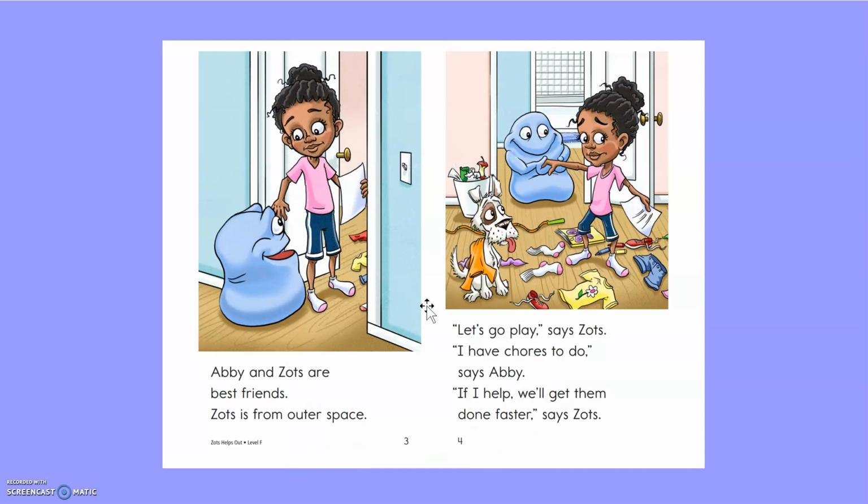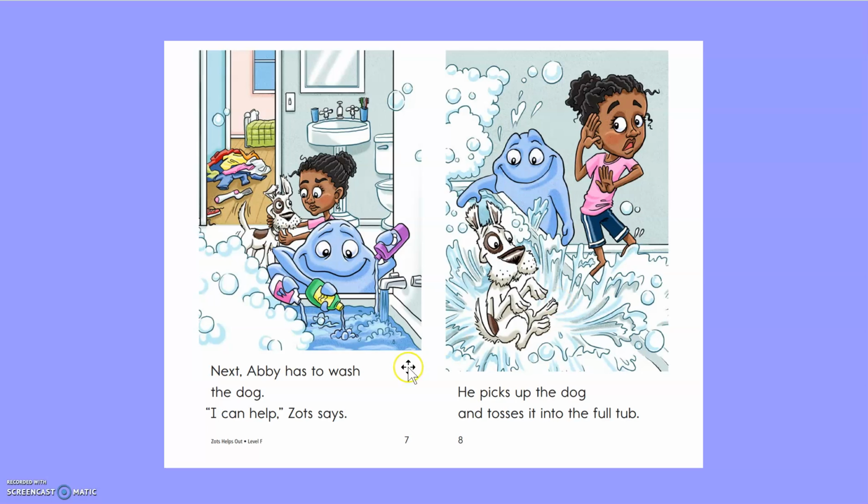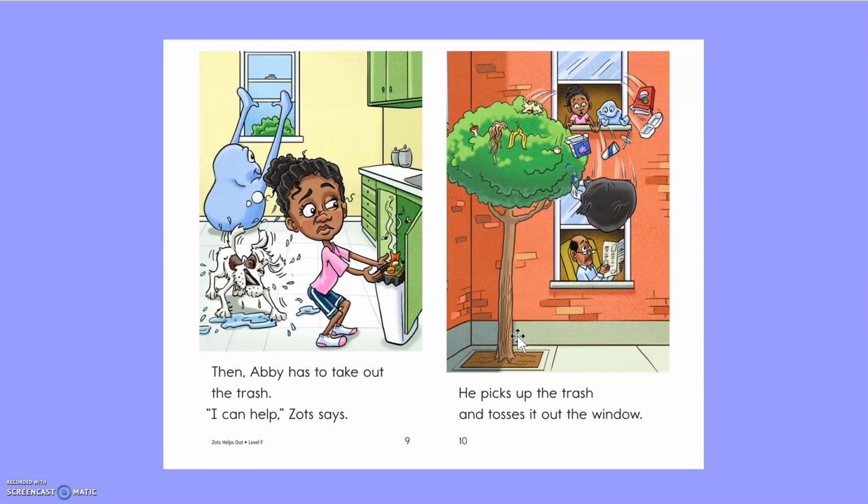So here we have Abby and Zots, and they're best friends. And Abby has chores to do. She has some things she has to do around the house. And Zots says, I'll help. So he tries to help her clean her clothes, and what does he do? He throws it in the hallway. Then she has to clean the dog, and what does he do? He splashes the dog in the tub and makes a big mess, right?